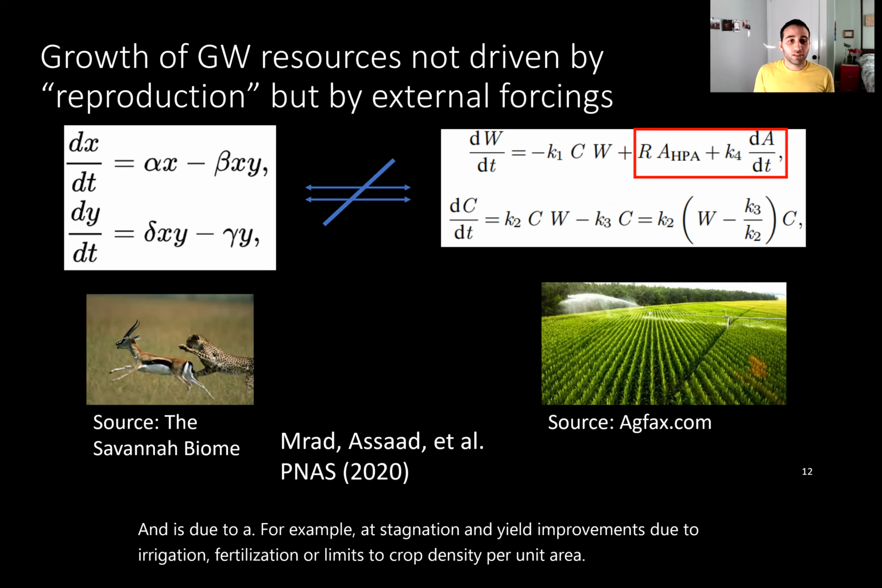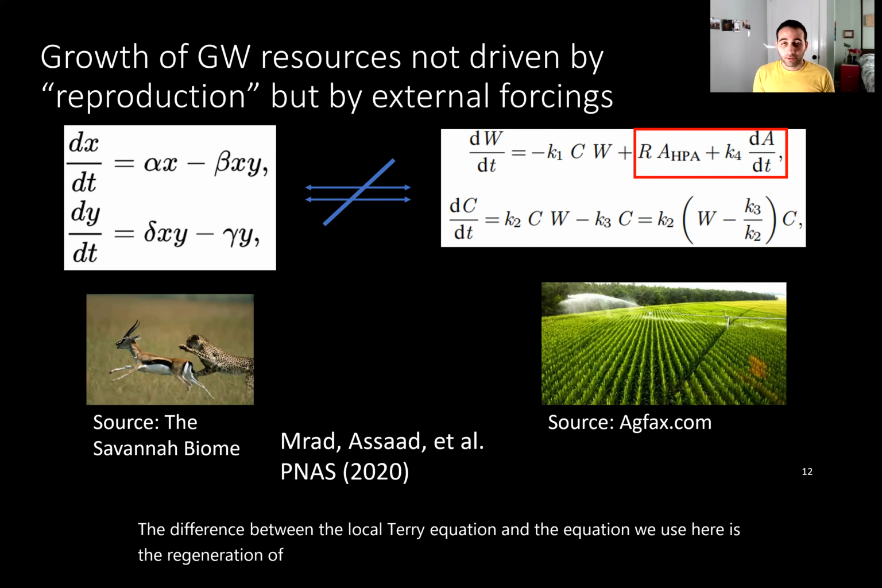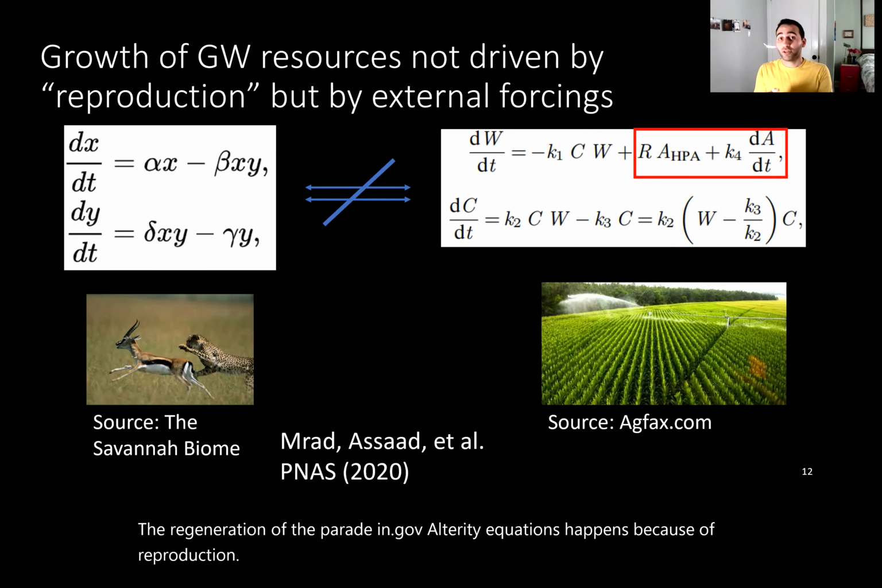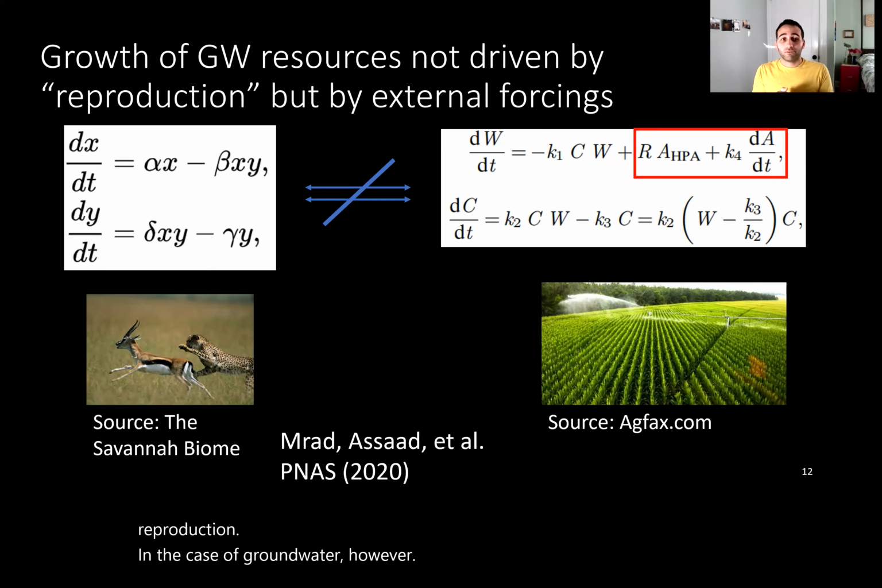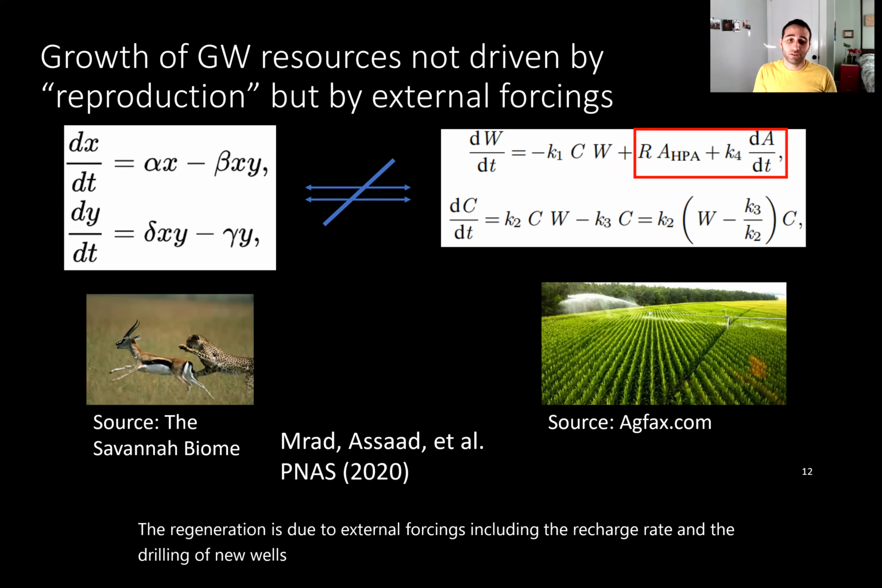The difference between the Lotka-Volterra equation and the equations we use here is the regeneration of the prey. The regeneration of the prey in the Lotka-Volterra equations happens because of reproduction. In the case of groundwater, however, the regeneration is due to external forcings, including the recharge rate and the drilling of new wells through irrigated area expansion. And these are represented by the red rectangle.